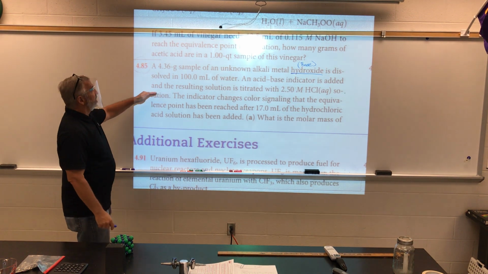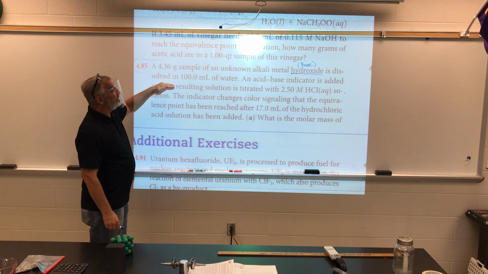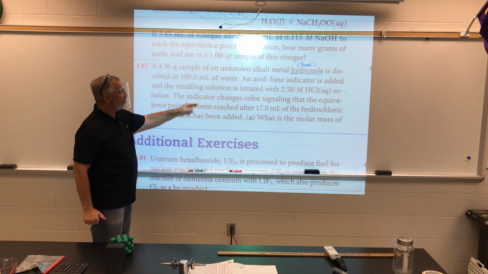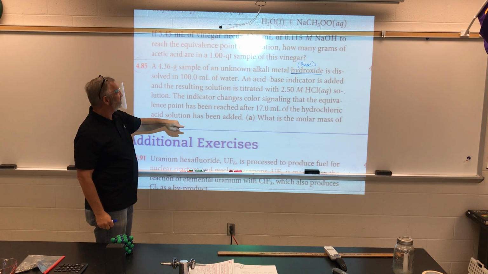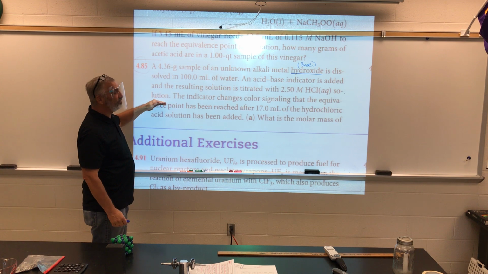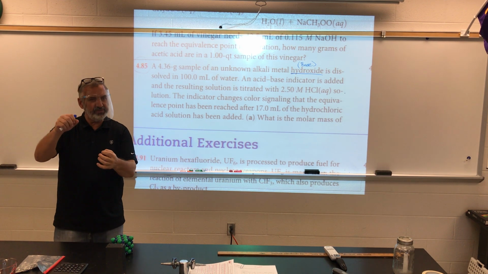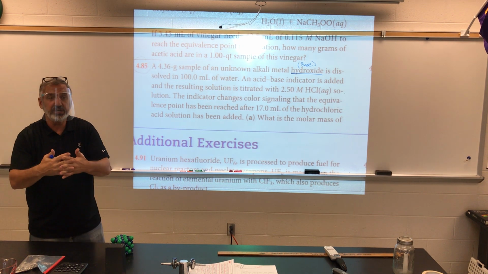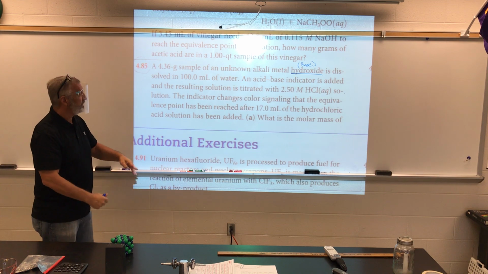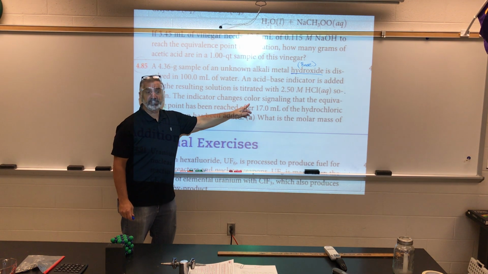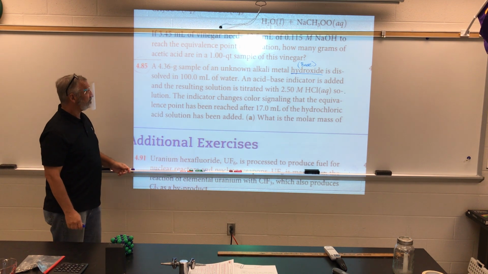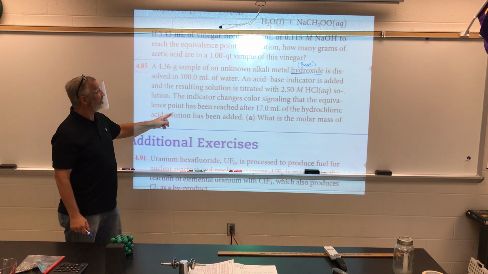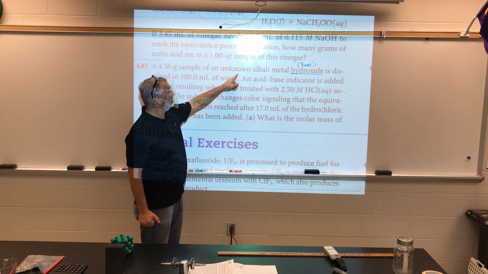Okay? So, dissolved in 100 milliliters of water, an acid-base indicator is added and the resulting solution is titrated. That just means that the two liquids are mixed together with 2.5 molar HCl. The indicator changes color, and we did that in chemistry 1. You add the acid until it changes color, and that tells you the equivalence point, when the reaction is done, when you have exactly the same moles of acid and base. So that always just tells us, hey, the reaction's done. 17 milliliters of hydrochloric acid was used. What is the molar mass of the unknown alkali metal?